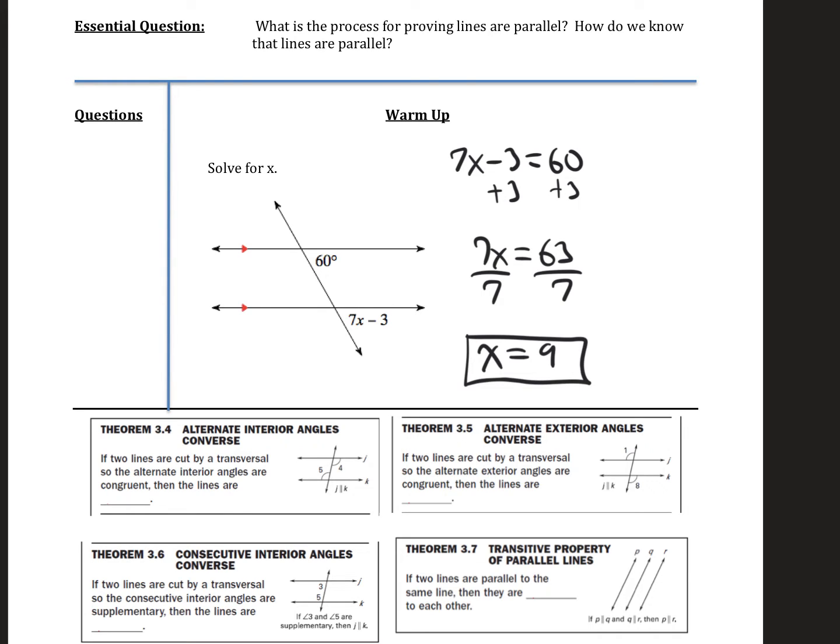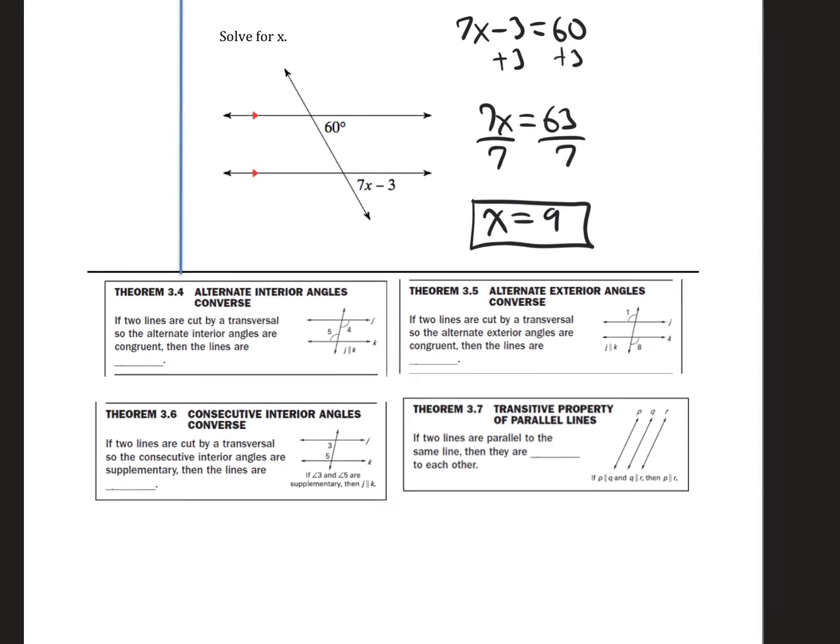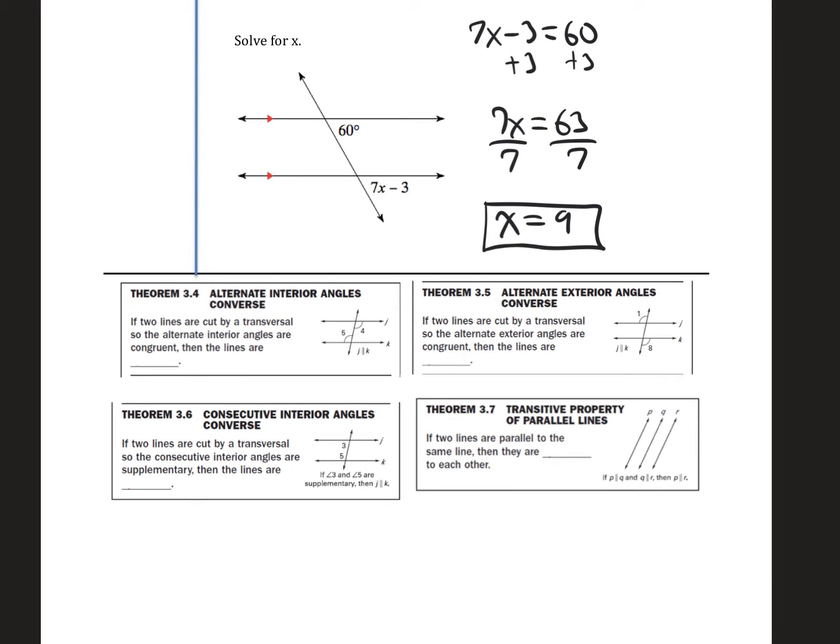Okay, sounds good. So this is basically a very similar thing. These theorems in here are very similar to what we did before. Basically, it's just the converse, like we talked about. So if the alternate interior angles of two lines are congruent, then the lines are parallel. And same thing for alternate exterior angles. If those angles are congruent, then the lines are parallel. Consecutive interior angles, if they're supplementary, then the lines are parallel. And then the transitive property: if two lines are parallel to the same line, then they are parallel to each other.